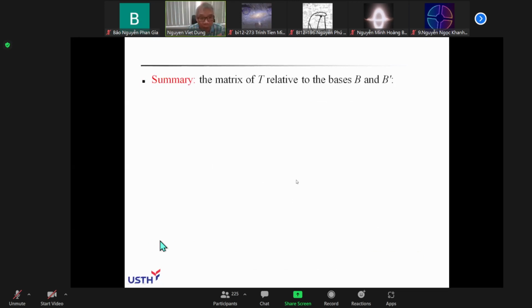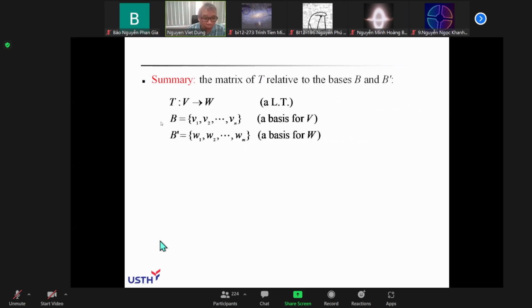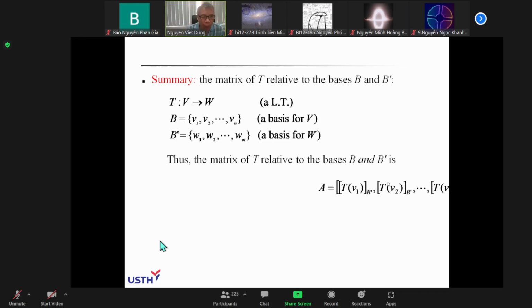Now I summarize. The matrix of T relative to the bases B and B prime is as follows. T is a linear transformation from V to W. B is a basis for the domain. B prime is a basis for the codomain. And the matrix of T relative to the bases B and B prime is the following one.